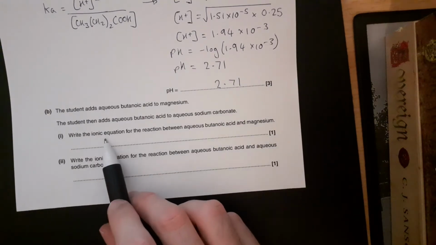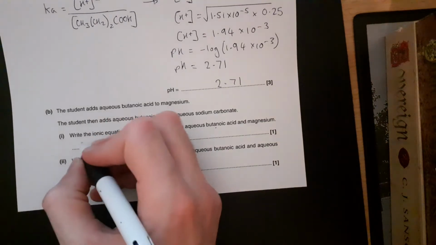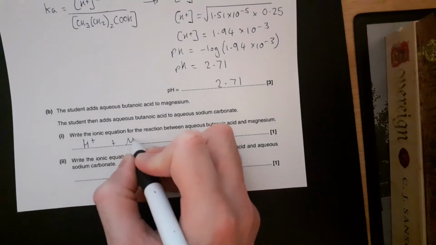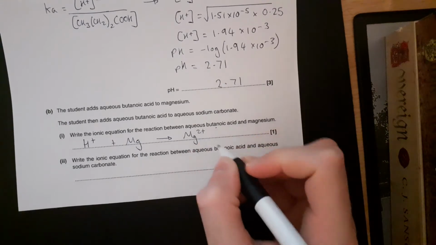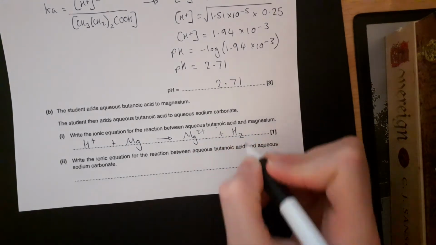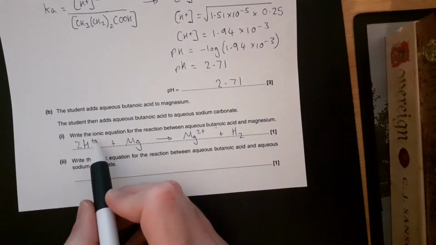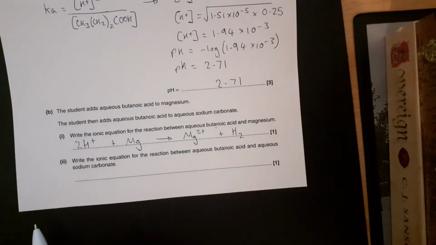But if we're doing the ionic equation, the butanoate ions from the acid are going to end up cancelling out. So we're going to end up with the H plus ions from the acid reacting with magnesium, and we're going to end up with magnesium ions and hydrogen gas, and then it just needs balancing like that. We'd have the butanoate ions here and the butanoate ions here, but they would cancel out.